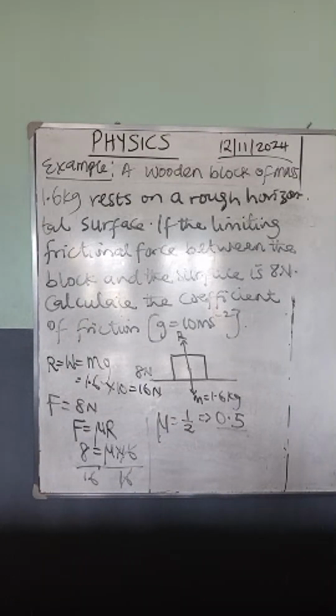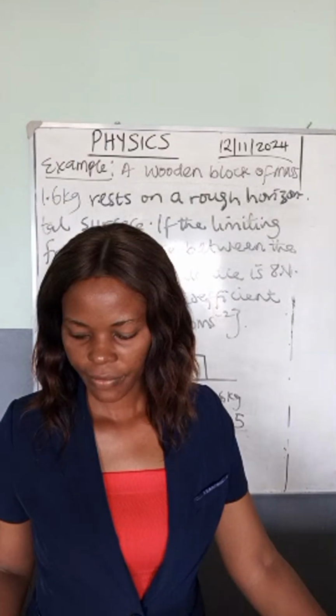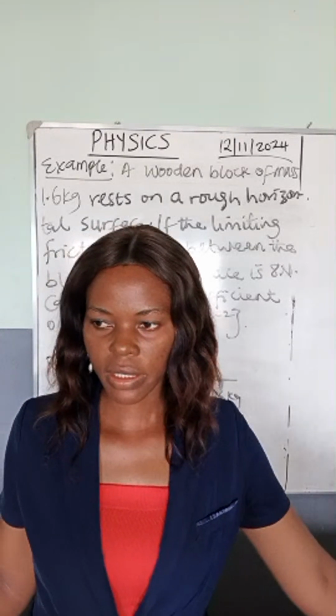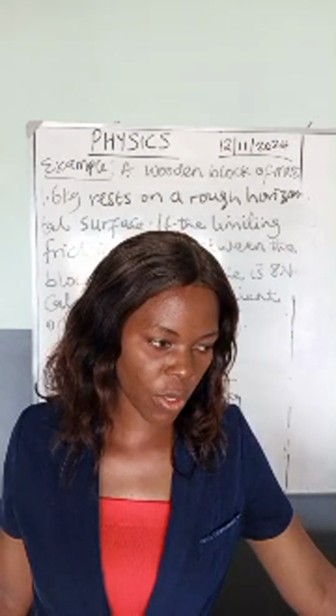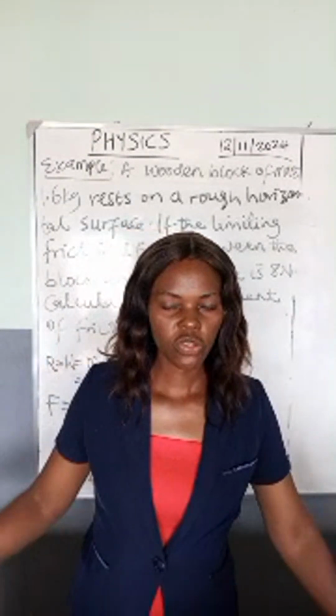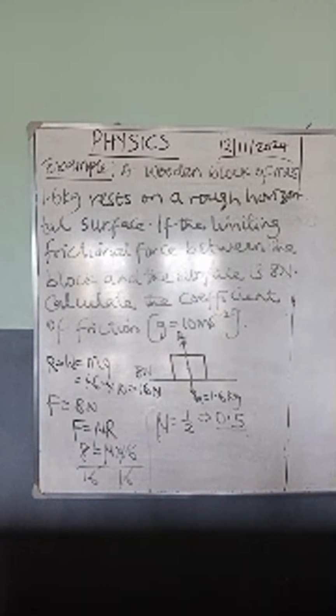And g is given as 10 meters per second square. It's part of the question. This is the same method of what I just did, and so we're going to get the answer.